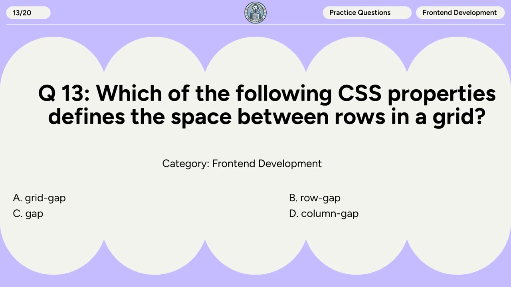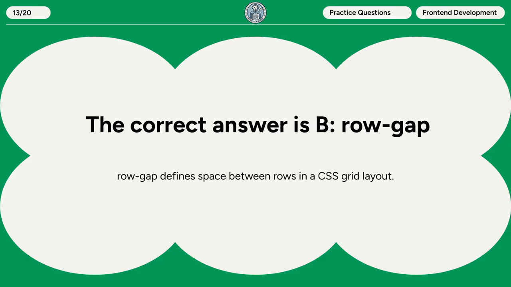Question 13. Which of the following CSS properties defines the space between rows in a grid? A. Grid gap. B. Row gap. C. Gap. D. Column gap. The correct answer is B. Row gap. Row gap defines space between rows in a CSS grid layout.